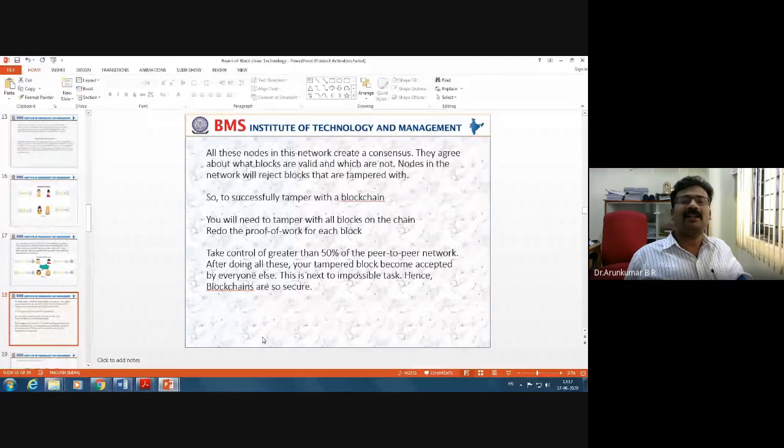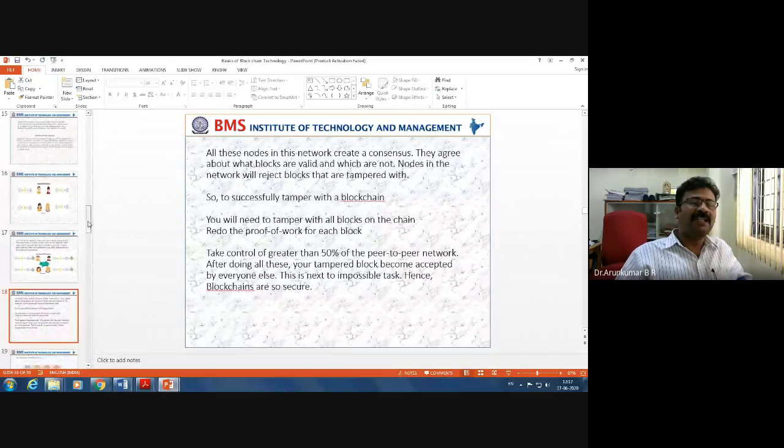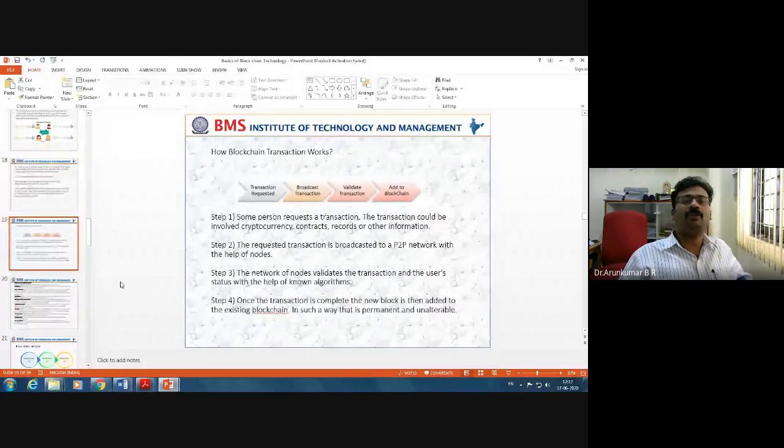Hence, blockchains are conceptually secure, I will say, because these are all the concepts we are talking about. But practically something may change, and we should have a mechanism to face such problems.